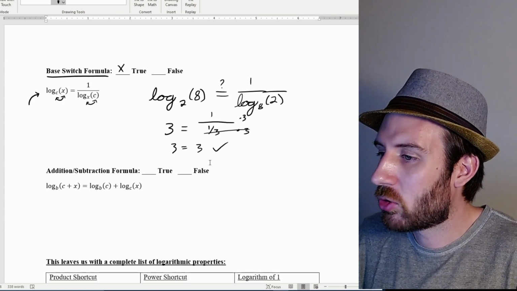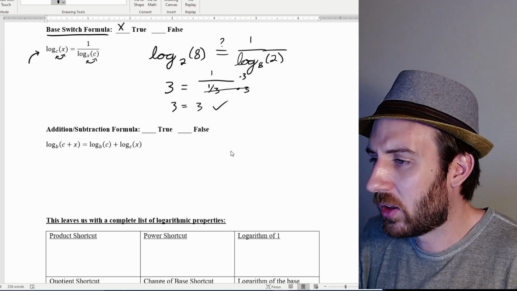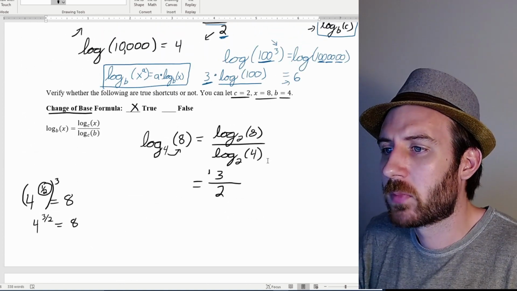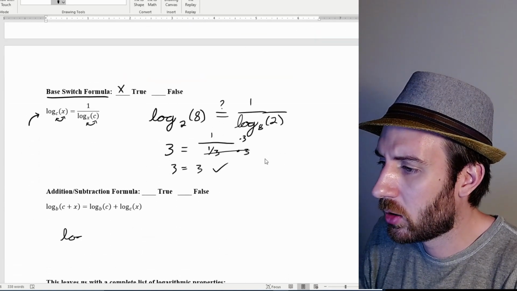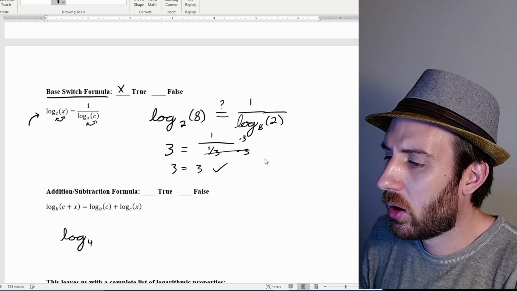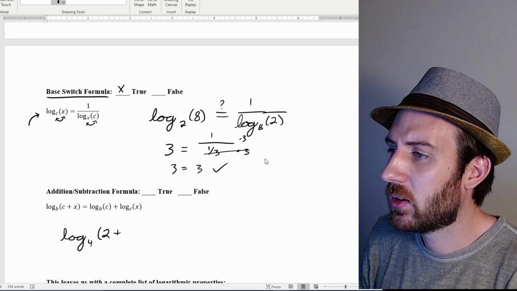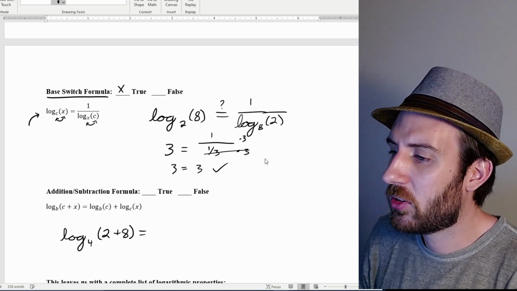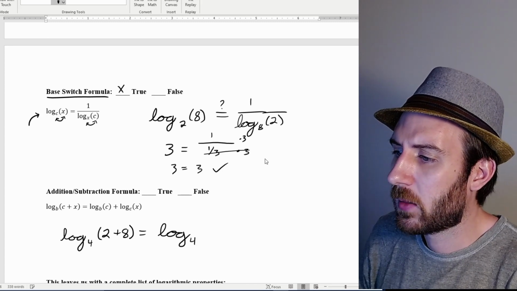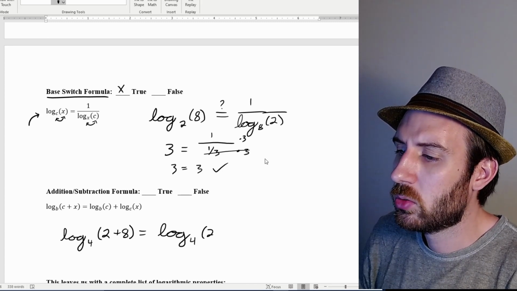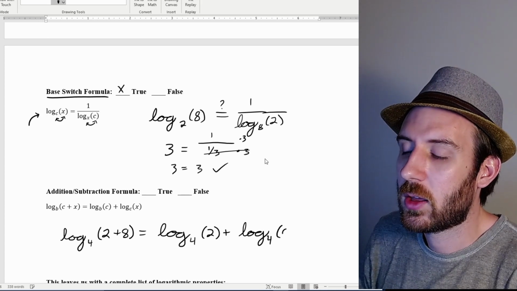What about this addition and subtraction formula? Maybe we're 3 for 3 here. All right, let's try it. B is going to be equal to 4. So we're going to write this as an example: log base 4 of, and then for C, we've got 2 plus x is 8, and we're curious, does this work out where I have log base 4 of 2 plus log base 4 of 8? Okay, log base 4 of 8. Let's try this one out.